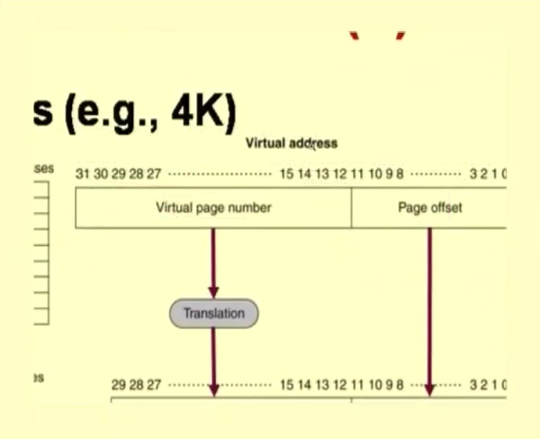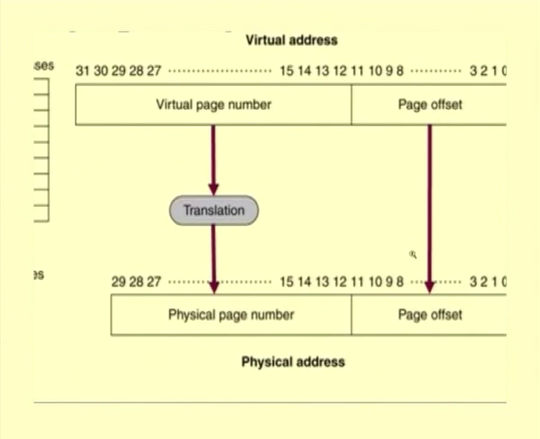So I have a virtual address which is divided, as I said, into two parts: a virtual page number and a page offset. The way this will get translated is like this. This virtual page number will be translated to a physical page number. Once this translation happens, I will take this physical page number and add this page offset to it and get my physical address. So this is what needs to be done, from virtual page number to physical page number.